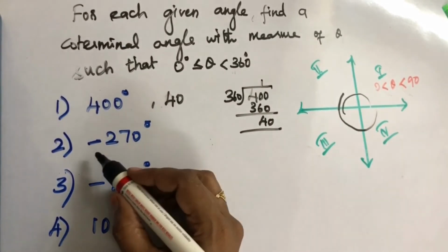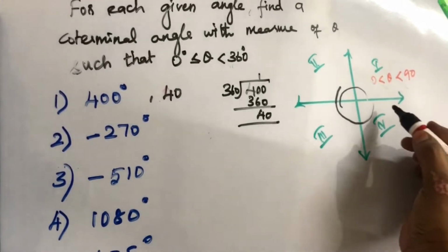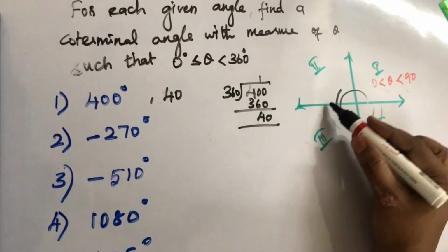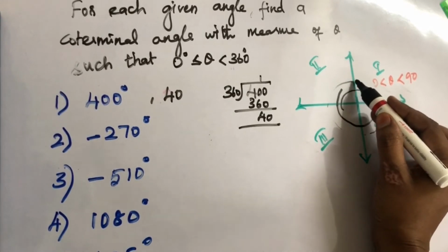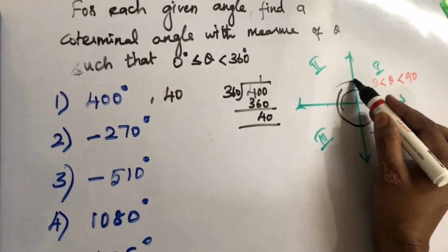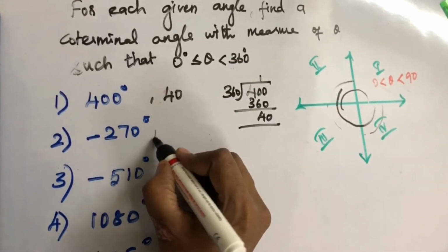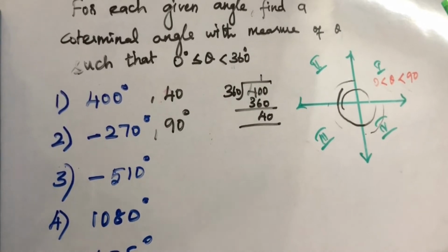Now it is a negative angle, minus 270. So you have to come in the clockwise direction. From 0, it is 90 degree, 180 degree and 270 degree. So minus 270 lies on the same place where we will measure the angle 90 degree. So minus 270 and 90 degree are the coterminal angles.